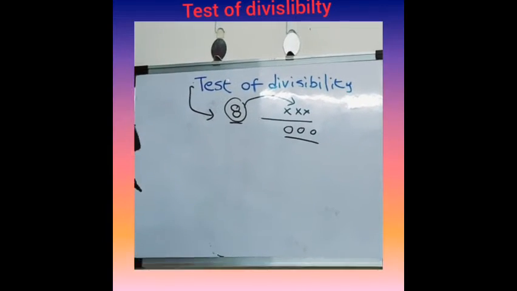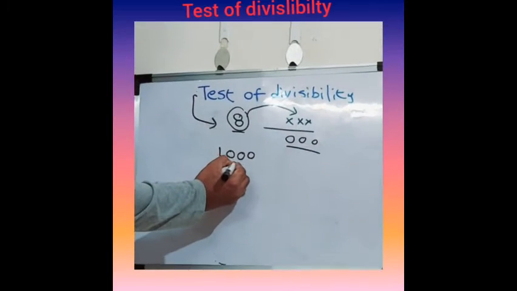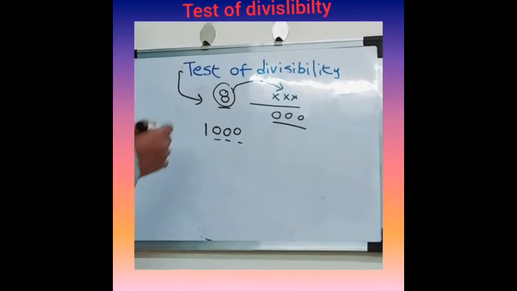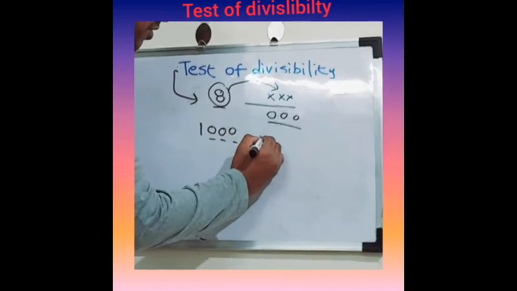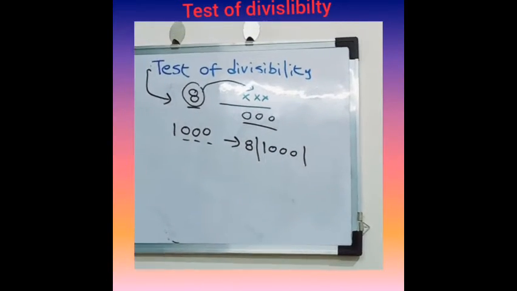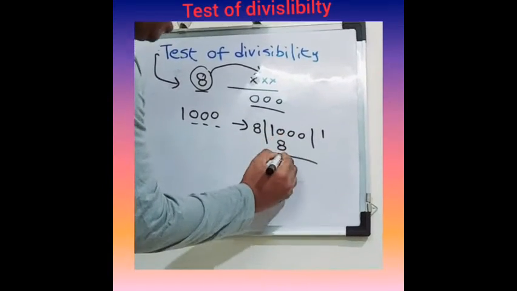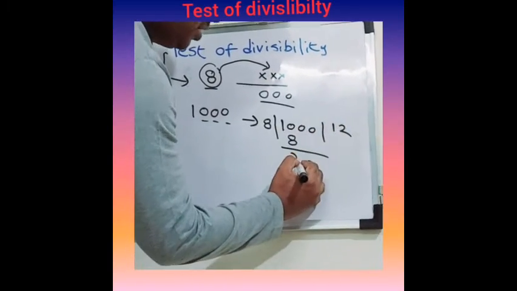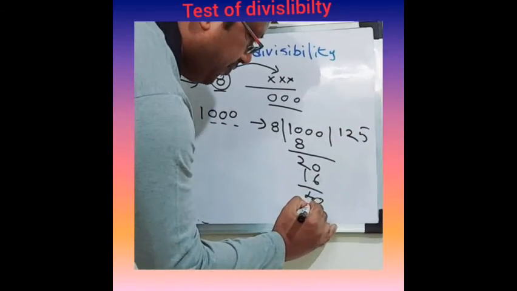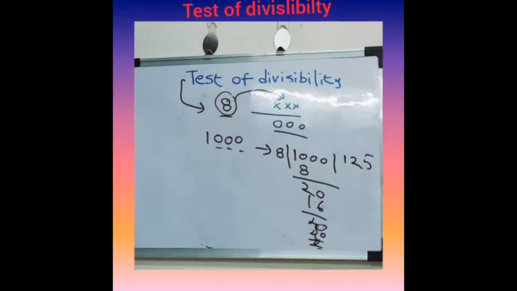Example: if you take 1000. In 1000, what are the last 3 digits? Zeros. So this number is divisible by 8, meaning the remainder should be 0. We can check this by dividing 1000 by 8. 8 1s are 8, 10 minus 8 is 2, 0. 8 2s are 16, 4, 0. 8 5s are 40, 0. So this number is divisible by 8.